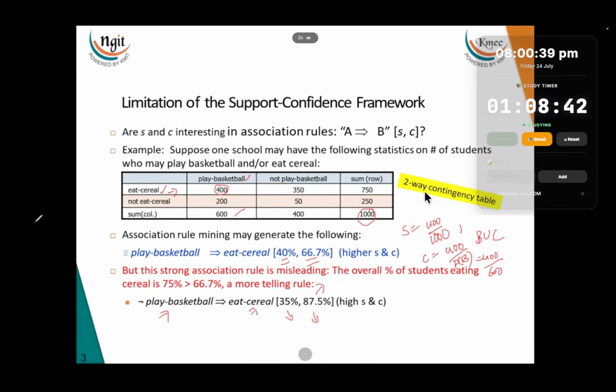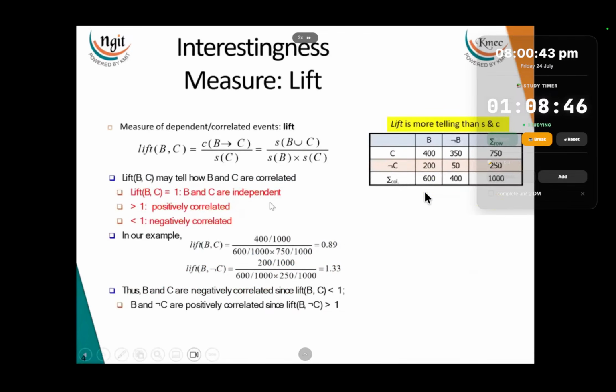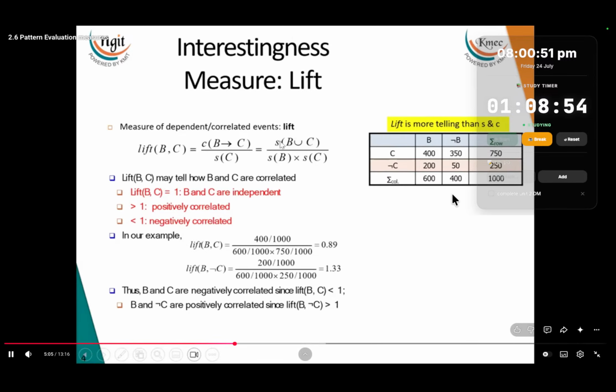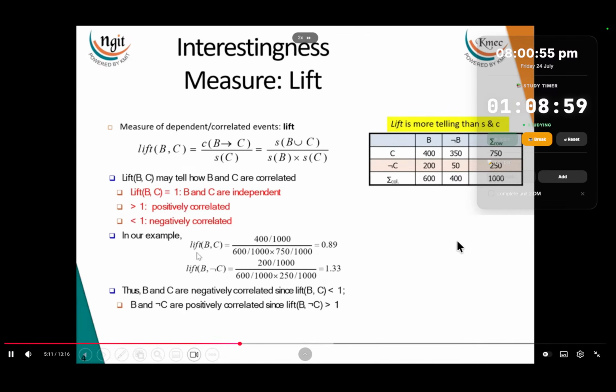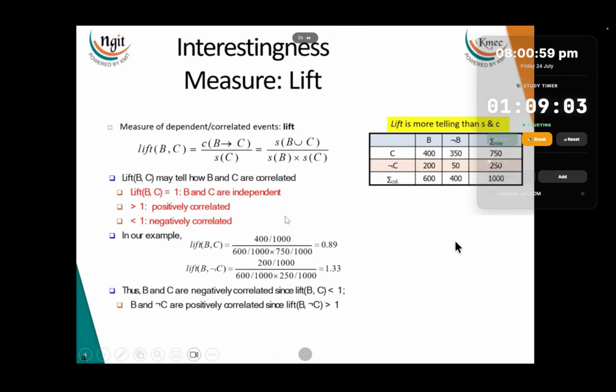And for that, we use other measures which are called lift and chi-square. This we have already seen in the basic concepts of correlation, right? So here we'll find the lift using the support of, in this example, B refers to the basketball and C refers to the cereal, right? The union of that and the support of each individual attribute that is present, right? So when you calculate the support of B union C, B union C is 400 and the total number of transactions is 1000. In that way, we need to calculate support of B as well as support of C. You got the value as 0.89.